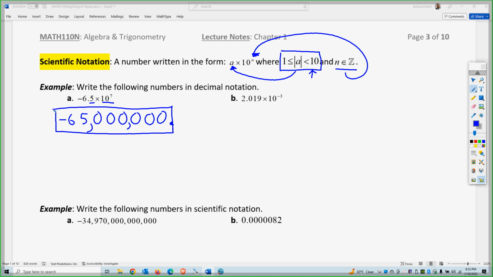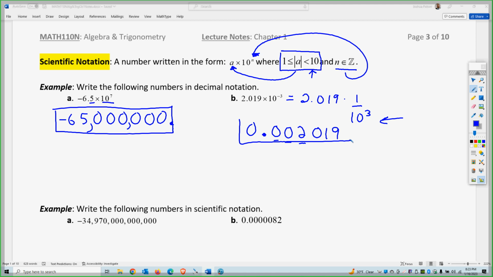So the next one I'm really dividing by 10. What this really means is 2.019 times 1 over 10 to the 3. So I'm dividing by 10 3 times, which will make you smaller. 0.002 gives me the 3 place values I need, and then 0.19, which are the original decimal place values. Because I'm dividing by 10, I need to get smaller by 3 more place values.